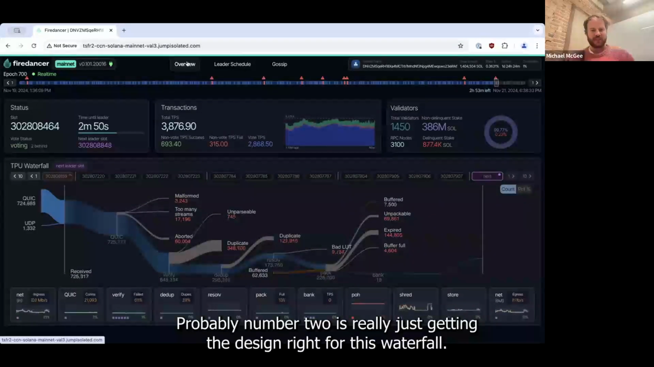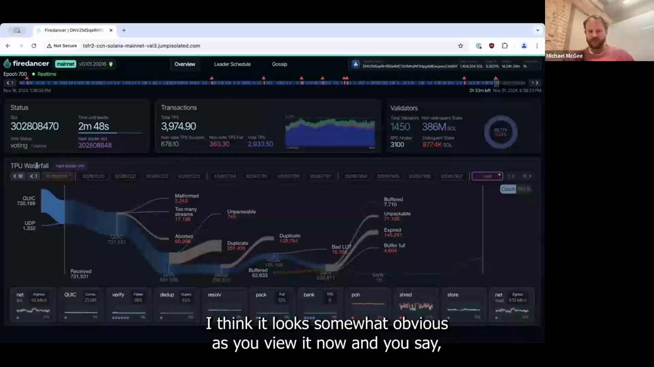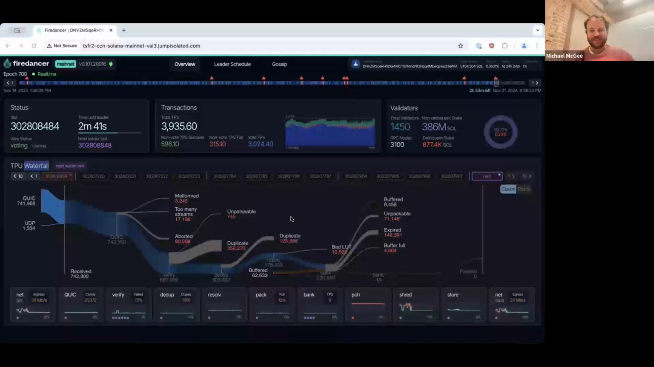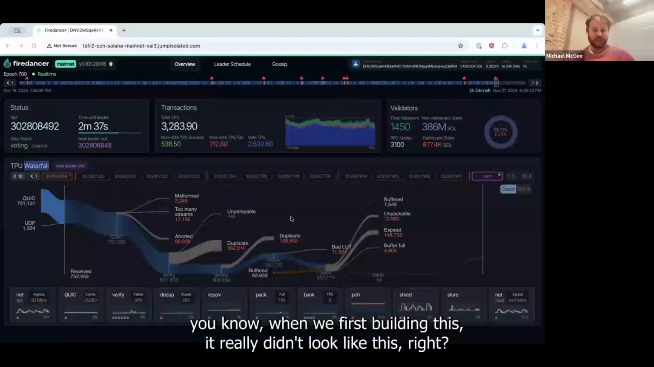Probably number two is really just getting the design right for this waterfall. I think it looks somewhat obvious as you view it now and you say, oh yeah, that is how you would show transactions moving through the system. But initially, when we were first building this, it really didn't look like this, right?